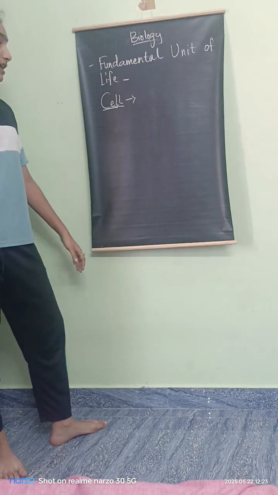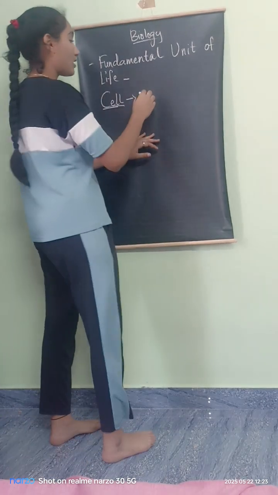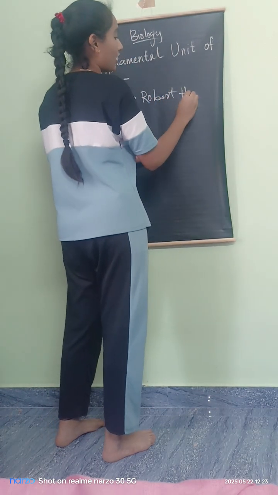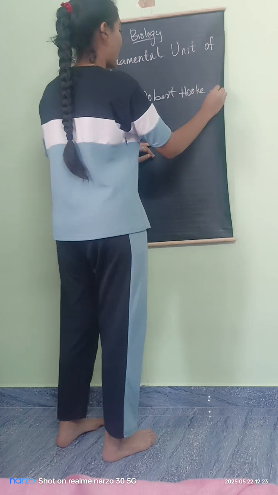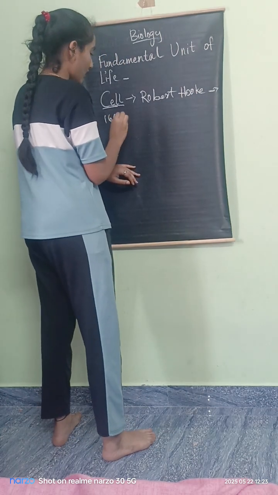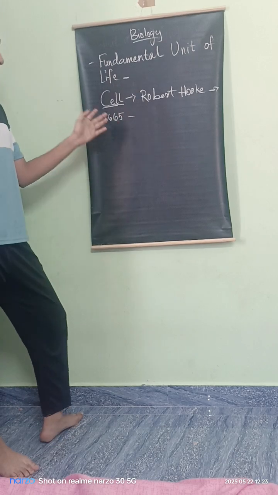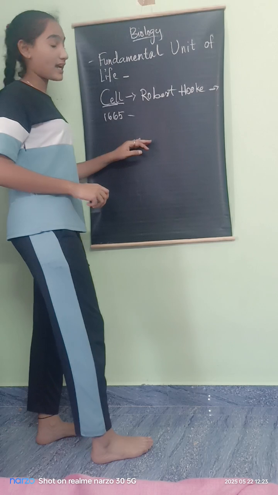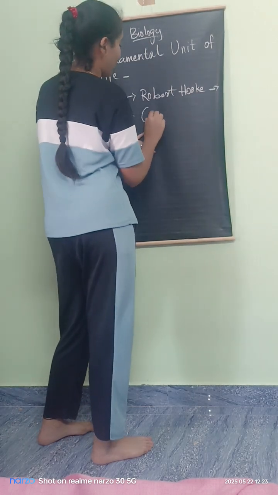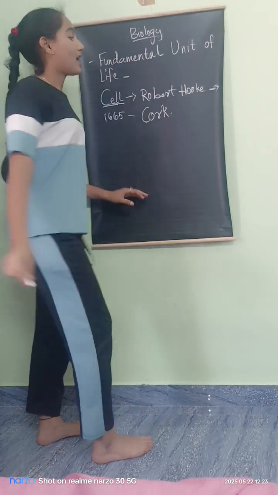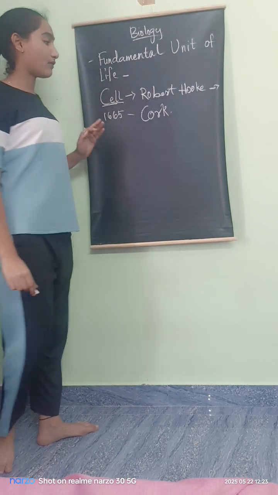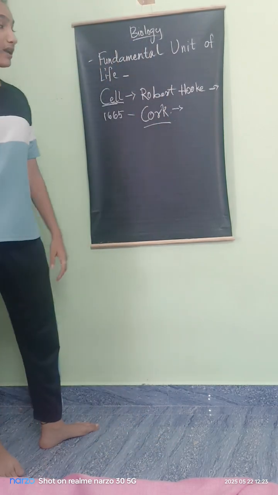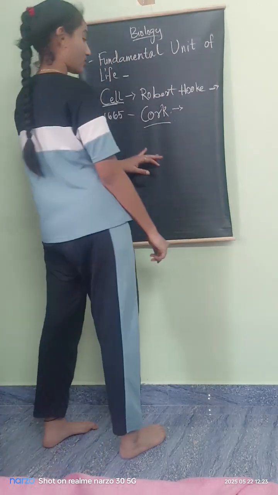Who discovered this cell? The scientist Robert Hooke discovered it in the year 1665. He discovered this when he looked at a piece of cork under his self-designed microscope. This cork is made from the bark of a tree, and when he saw it under the microscope, it resembled the structure of a honeycomb.